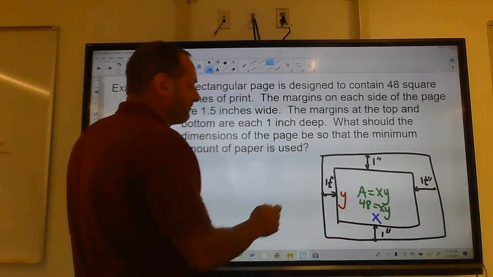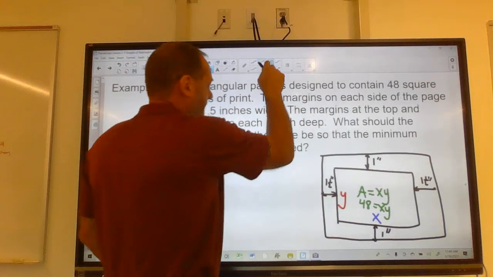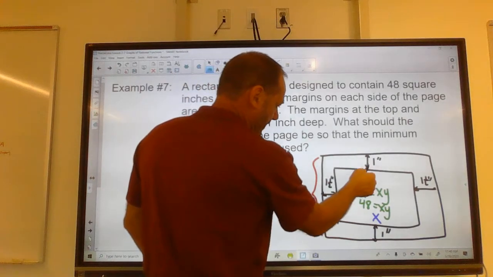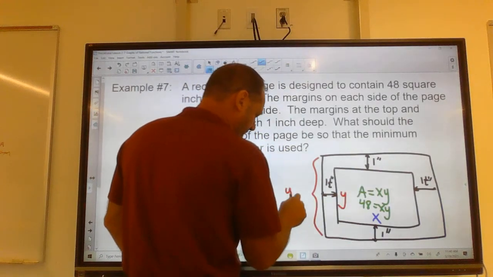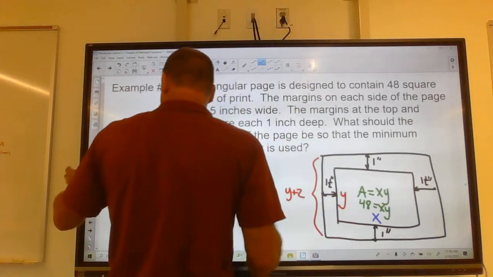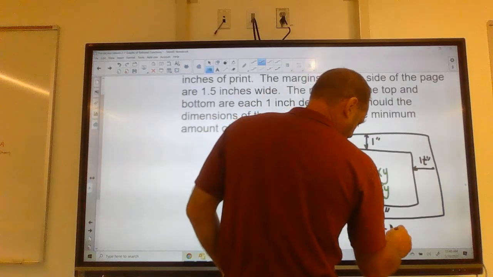Okay, now, I need to find the area of the paper. So I need to know this distance. Well, that's going to be y plus 1 plus another 1, so that's going to be y plus 2. And the base here is going to be x plus 1.5 plus 1.5, so that's going to be x plus 3.